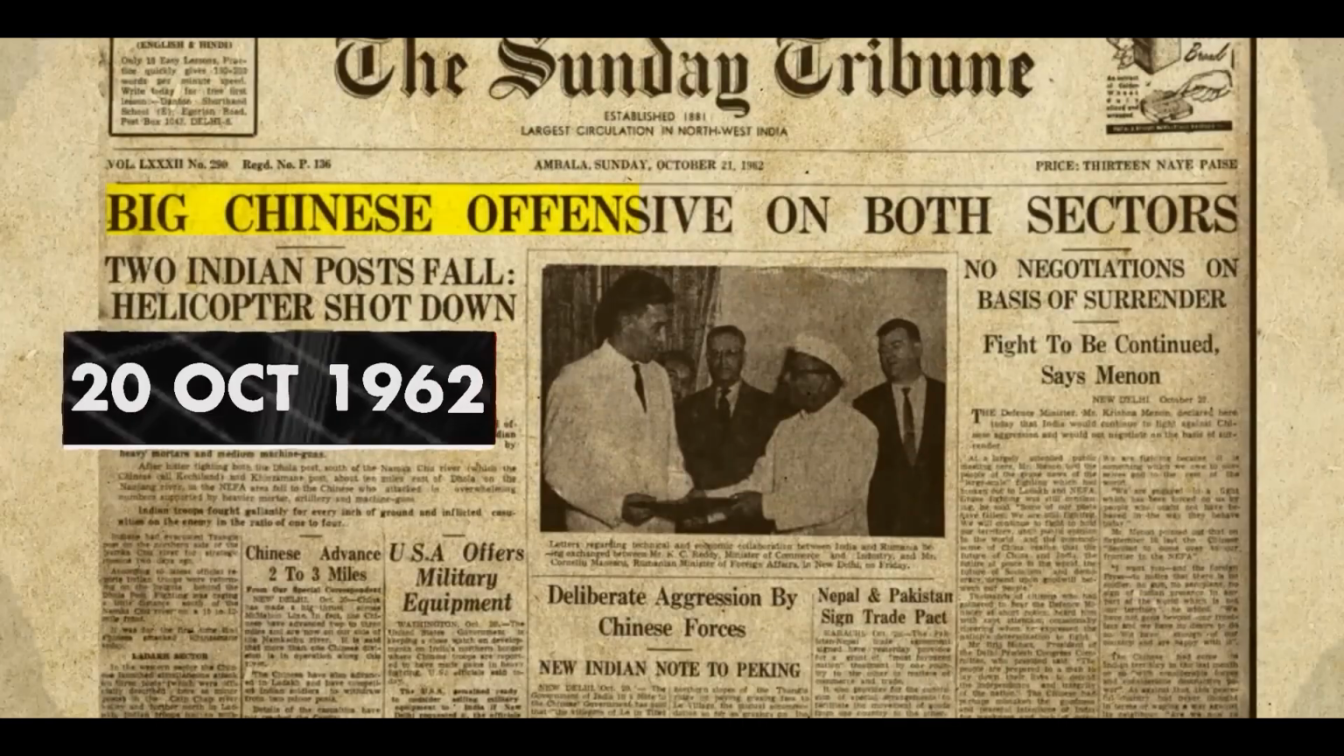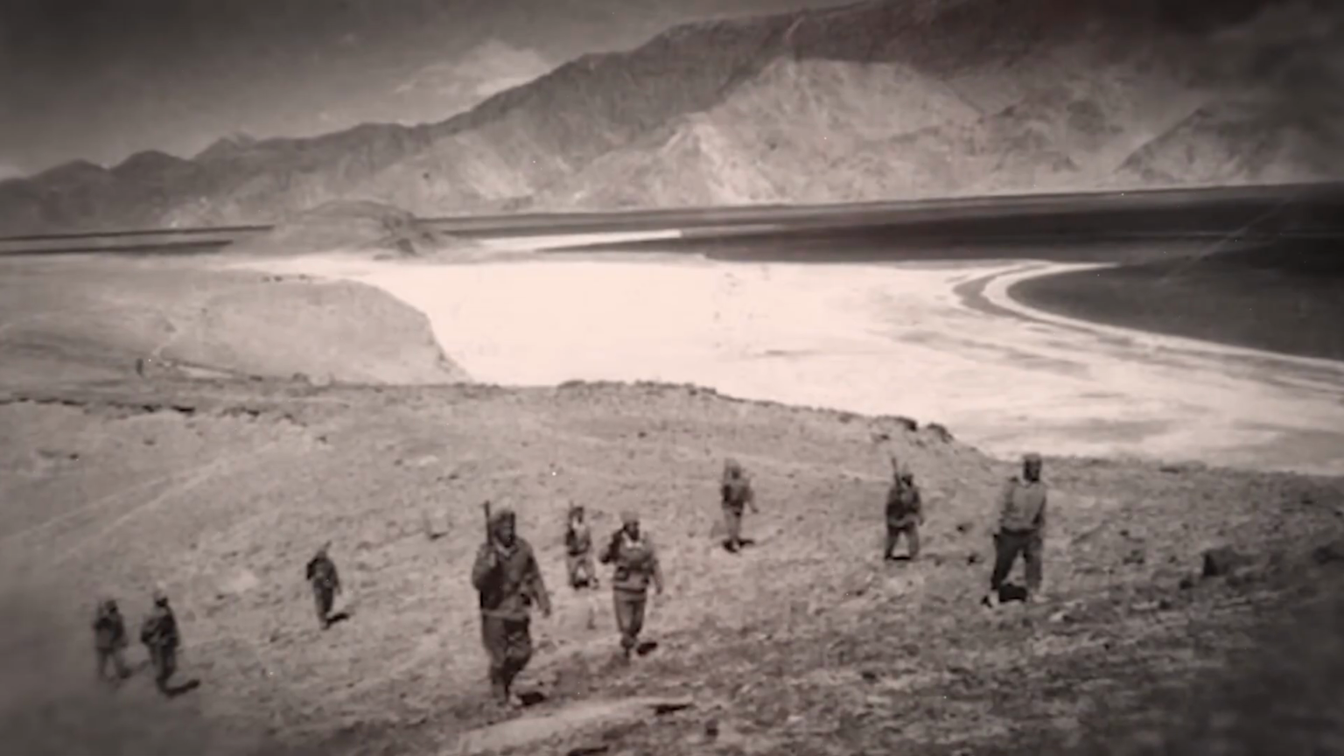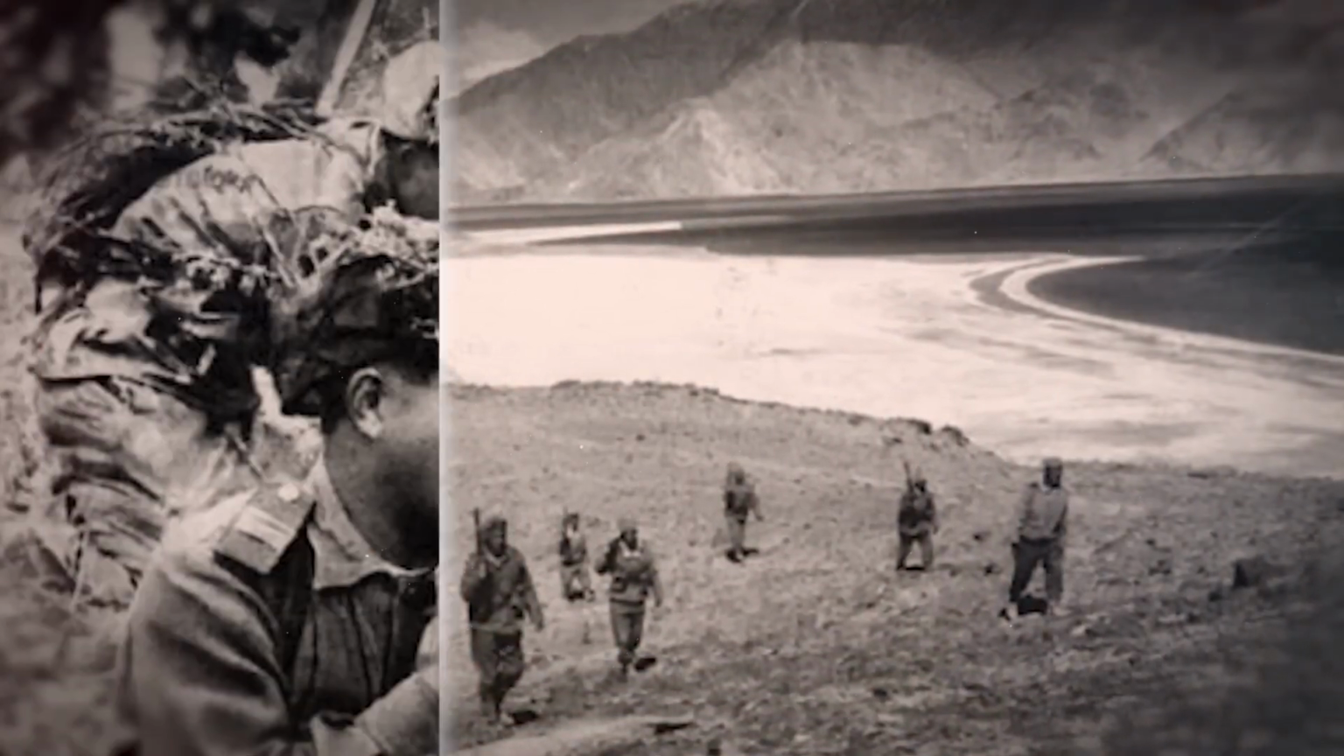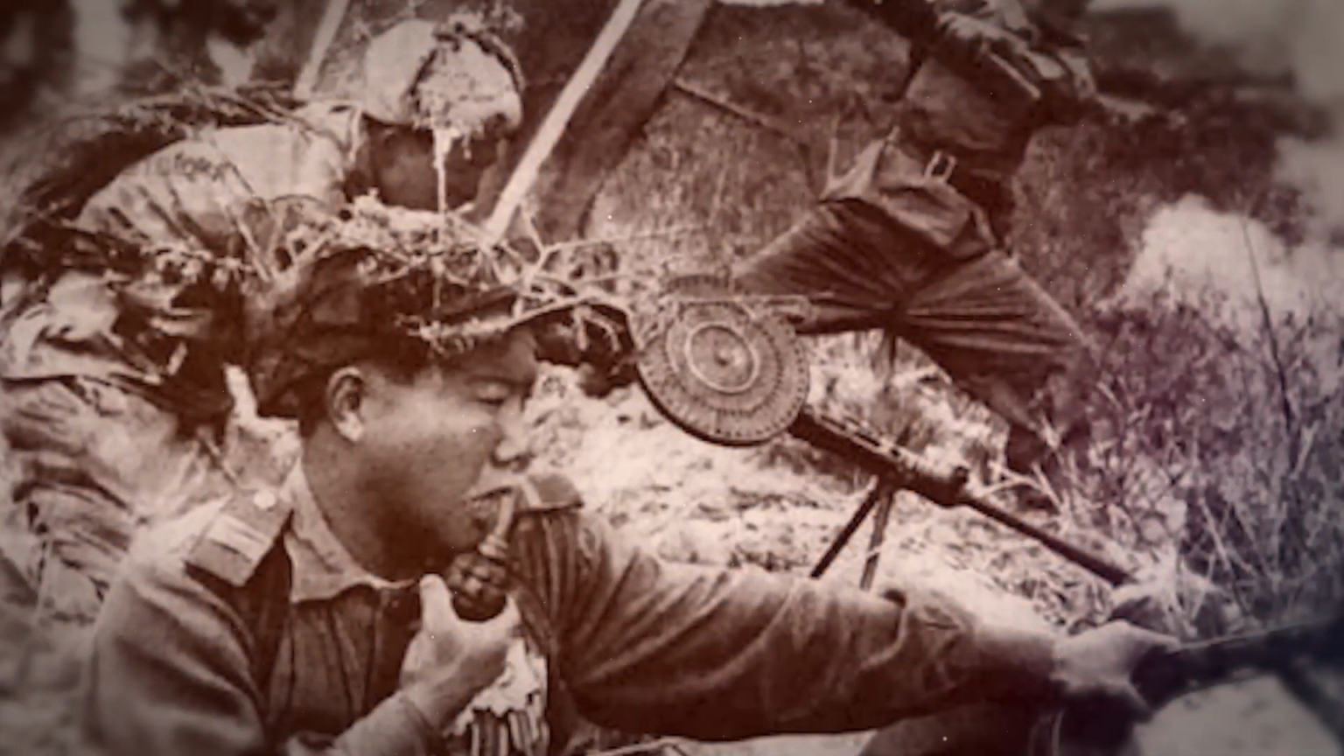Then came 1962, the most crucial year in India-China relations. In October 1962, China officially launched war. The Chinese army attacked Indian troops in several border areas near Tibet and Arunachal Pradesh. India's forward policy was met with a full-scale Chinese assault. From Ladakh to Arunachal Pradesh, Chinese forces systematically pushed back Indian troops.